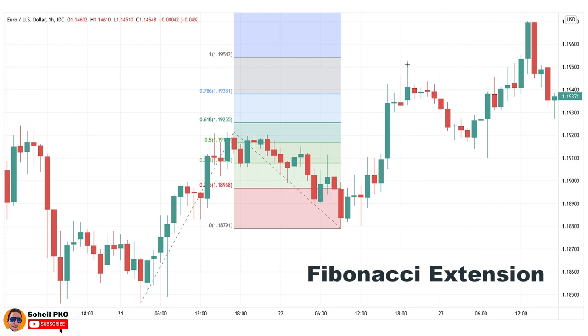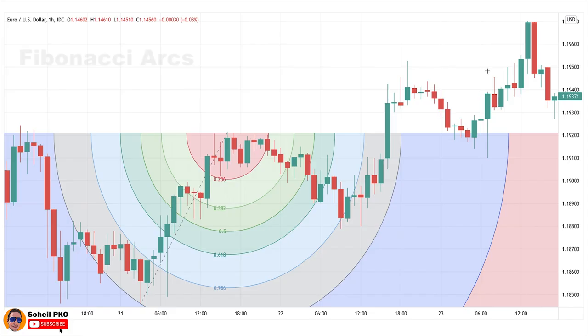Actually, the price went up to near level 1, but these high prices were rejected, and at this level the price turned down. Here again the pullback ended and the price started advancing. A Fibonacci extension is drawn for this advance and pullback, and as you can see, the advance of the price stopped here at 78.6%.